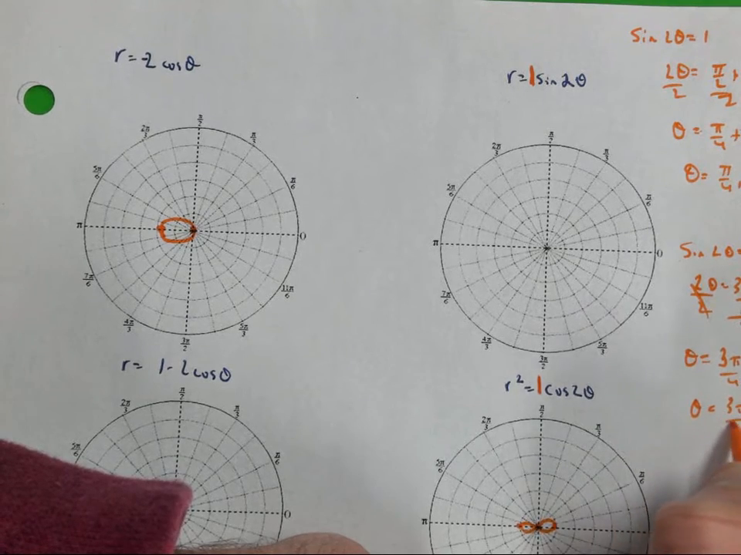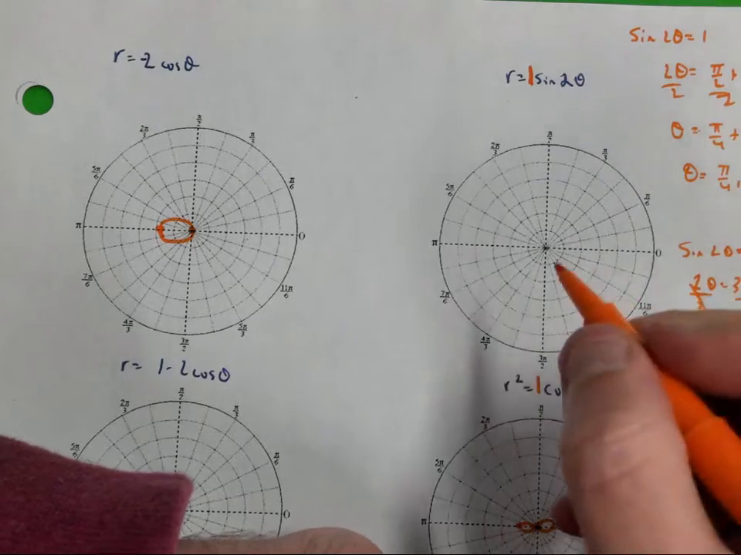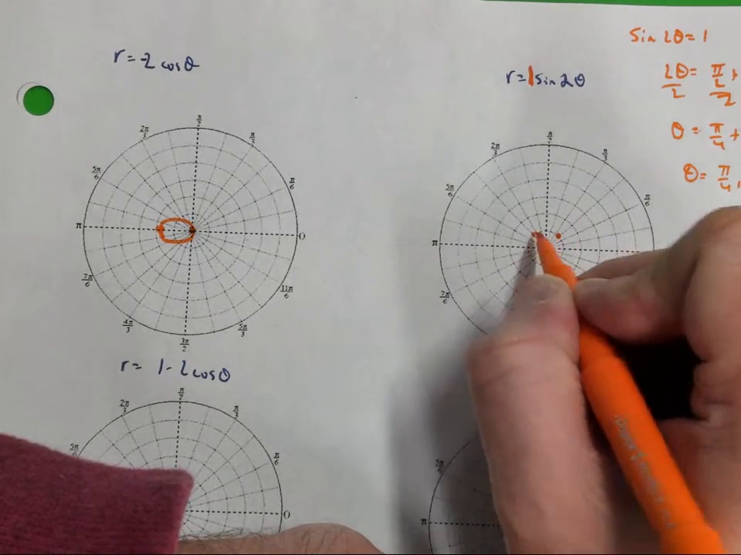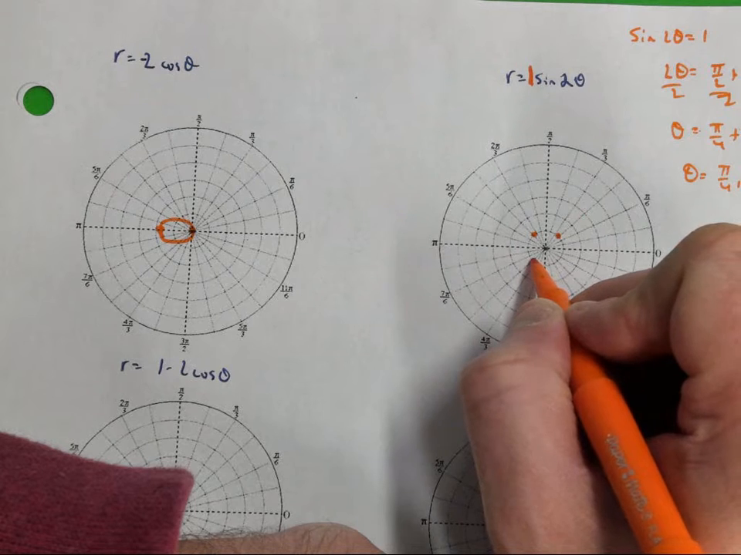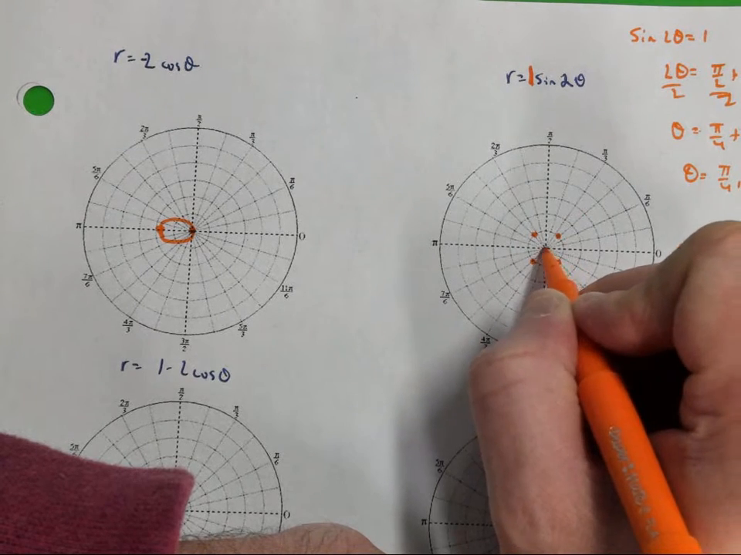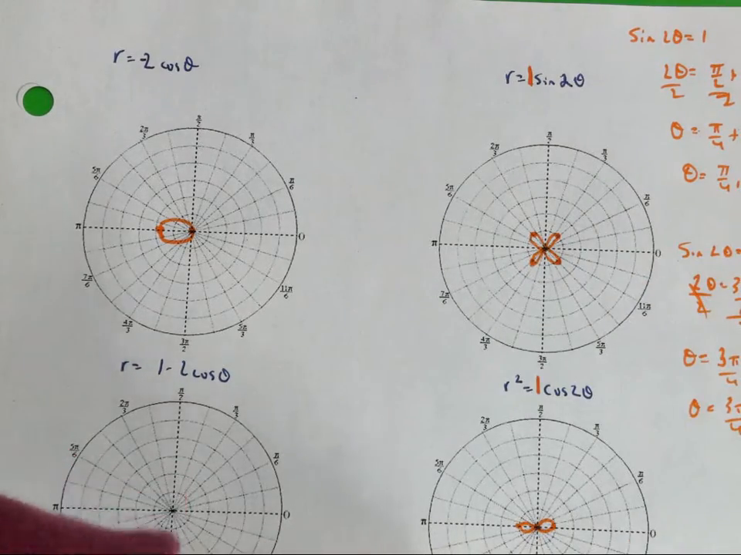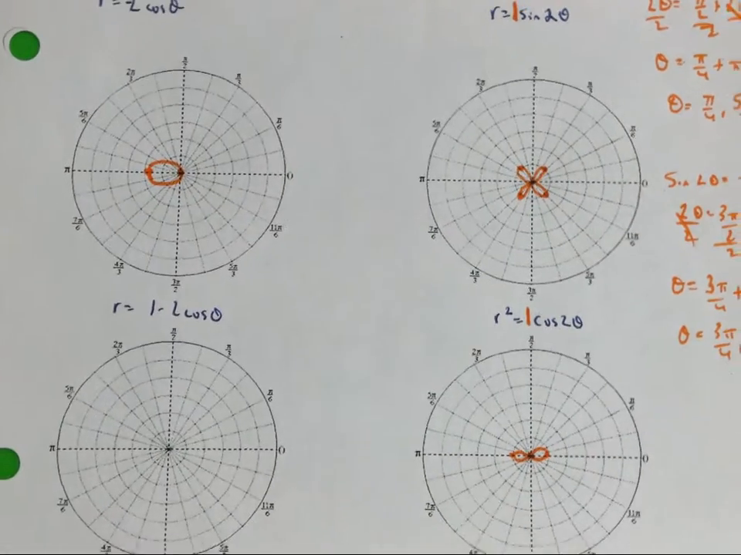I get 3 pi over 4 and 7 pi over 4. So I'm going to go out to ring 1. And there's a point in the middle. There you go.